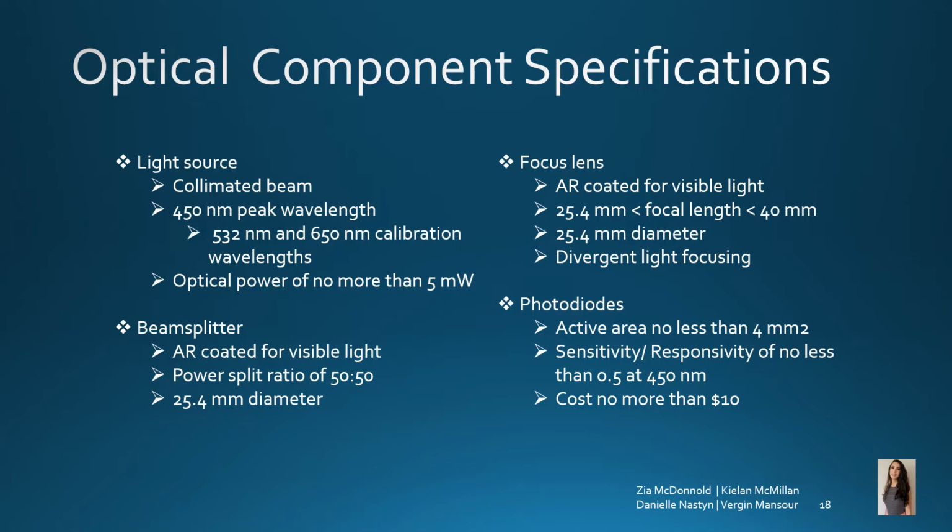Next, we see the beam splitter specifications: a visible light anti-reflective coating to minimize unwanted reflection, a 50-50 power split ratio for the split beams to have identical optical power, and a 25.4 mm diameter for easy alignment purposes.